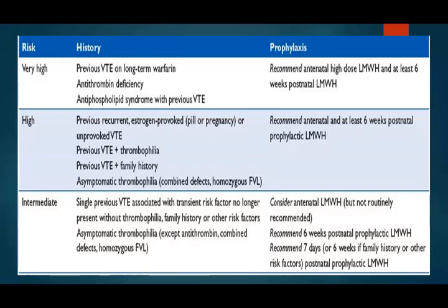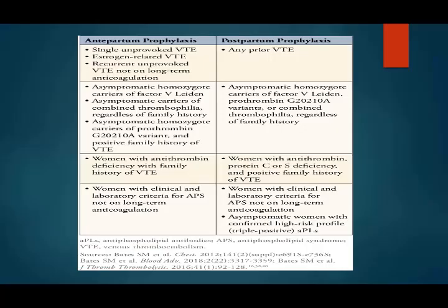With asymptomatic thrombophilia where antithrombin deficiency and combined defects have been ruled out, we recommend only around 7 days, and 6 weeks if there is a family history or other risk factors, of postpartum prophylaxis with low molecular weight heparin. So that is about a single unprovoked event and what we do about it, and the postpartum period as well.